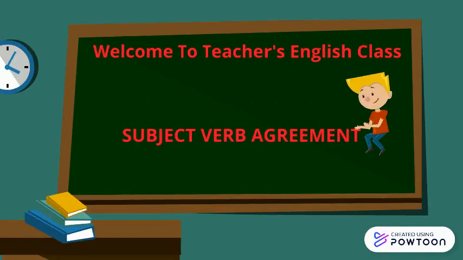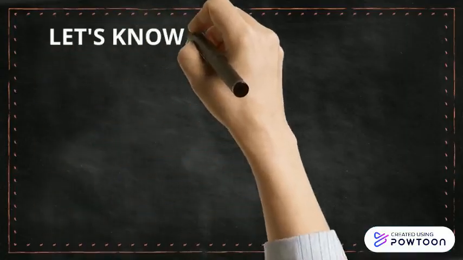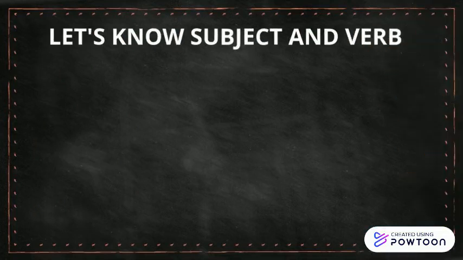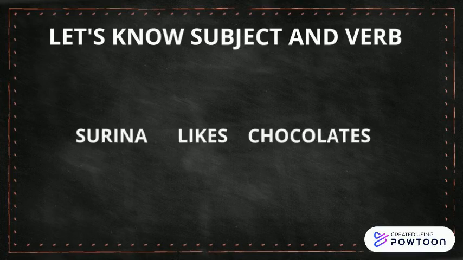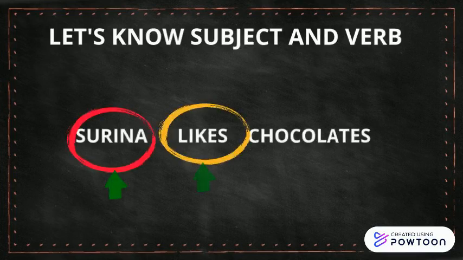Today I'm going to teach you on subject-verb agreement. Let's know subject and verb. Subject is someone or something and verb is the action done by that someone or something. Like Suryana likes chocolates. Suryana reads books.